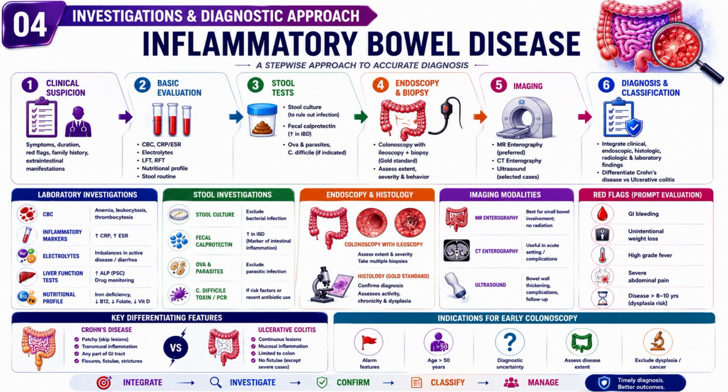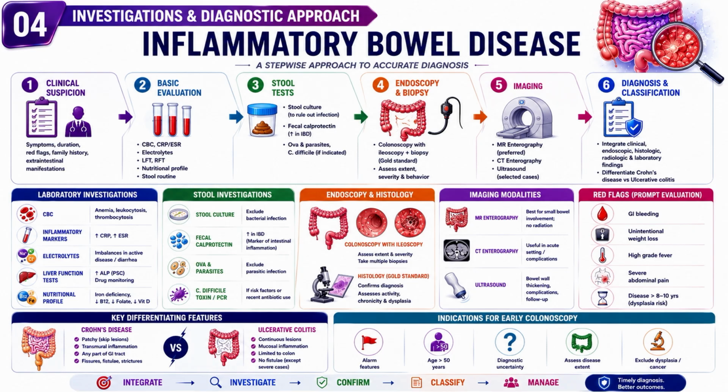Now let's discuss the investigations and the diagnosis. Diagnosis begins with clinical suspicion based on symptoms, family history, and extraintestinal manifestations. Lab investigations include CBC, CRP, ESR, electrolytes, LFT, and nutritional profile. Patients may show anemia, leukocytosis, elevated inflammatory markers, and nutritional deficiencies. Stool investigations include stool culture. Fecal calprotectin is especially useful because it indicates intestinal inflammation.